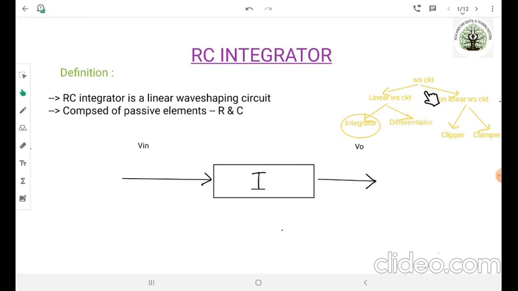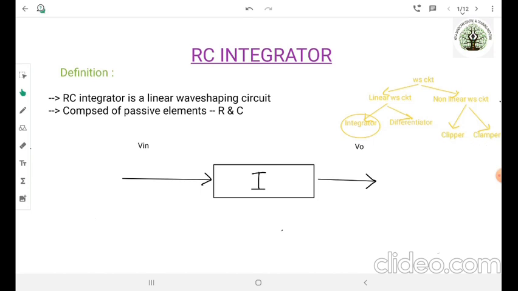Wave shaping circuits are of two types, linear wave shaping circuit and non-linear wave shaping circuit. Linear wave shaping circuit makes use of passive components, resistor and capacitor. Examples are integrator circuit and differentiator circuit. The second type is non-linear wave shaping circuit. It makes use of a diode in connection with passive components, resistor and capacitor. It includes clippers and clampers.